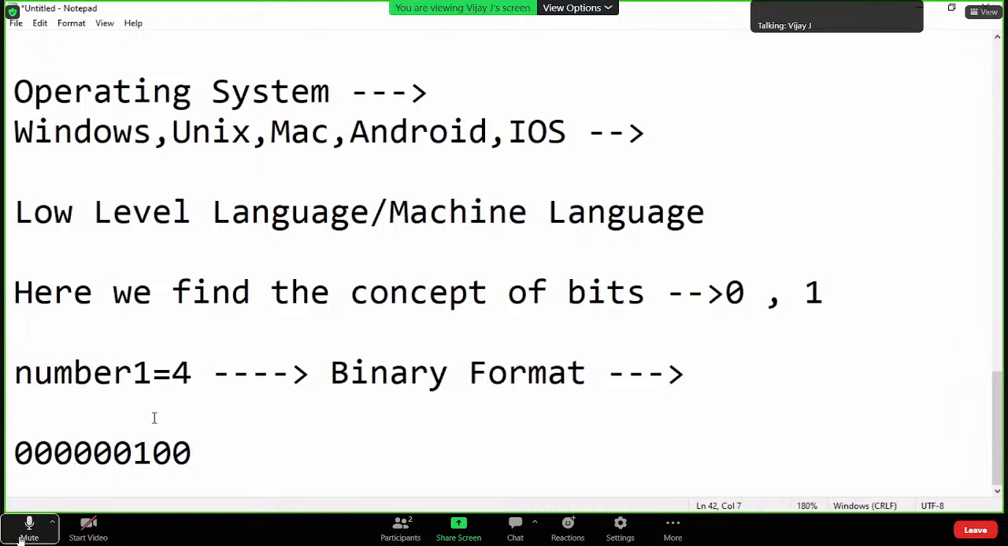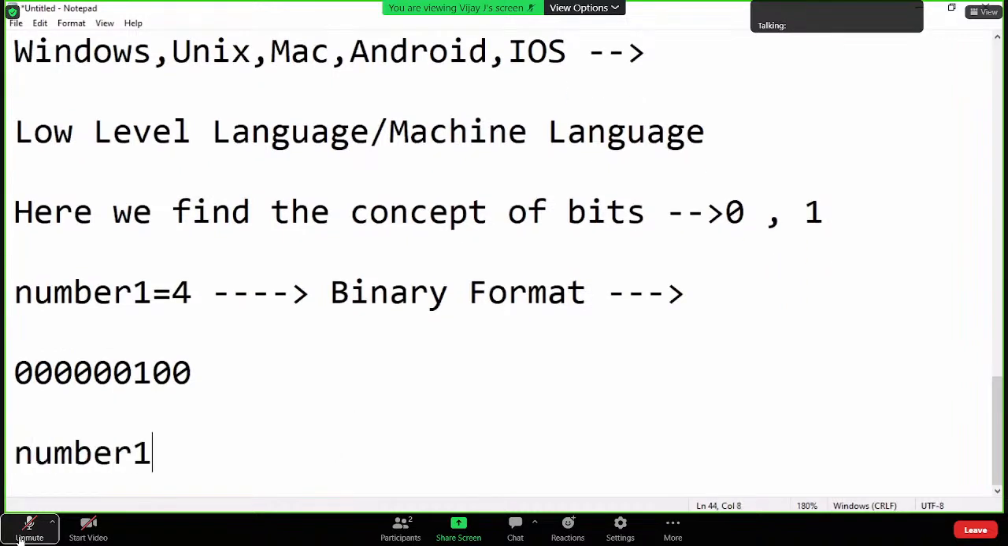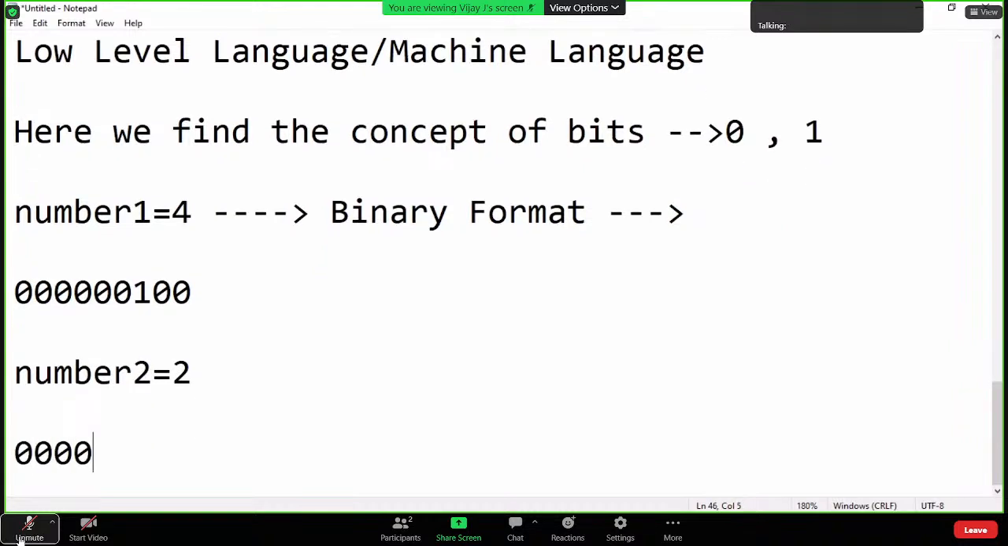So this number is converted into which format? Binary format. Binary format means only zeros and ones. That's all. Clear? Okay. Then how about number two? As I told you, just we are taking number two. This is also converted to binary format, something like 00000010.